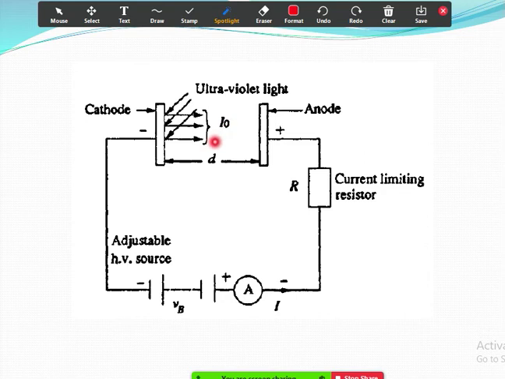Whatever electrons and ions are generated because of collisions, they will move towards their respective electrodes. Electron is negatively charged and it will move to the anode, and ion is positively charged and it will move to the cathode. So some discharge is happening, some charge carriers are created. Because of the movement of charge carriers, current will flow.